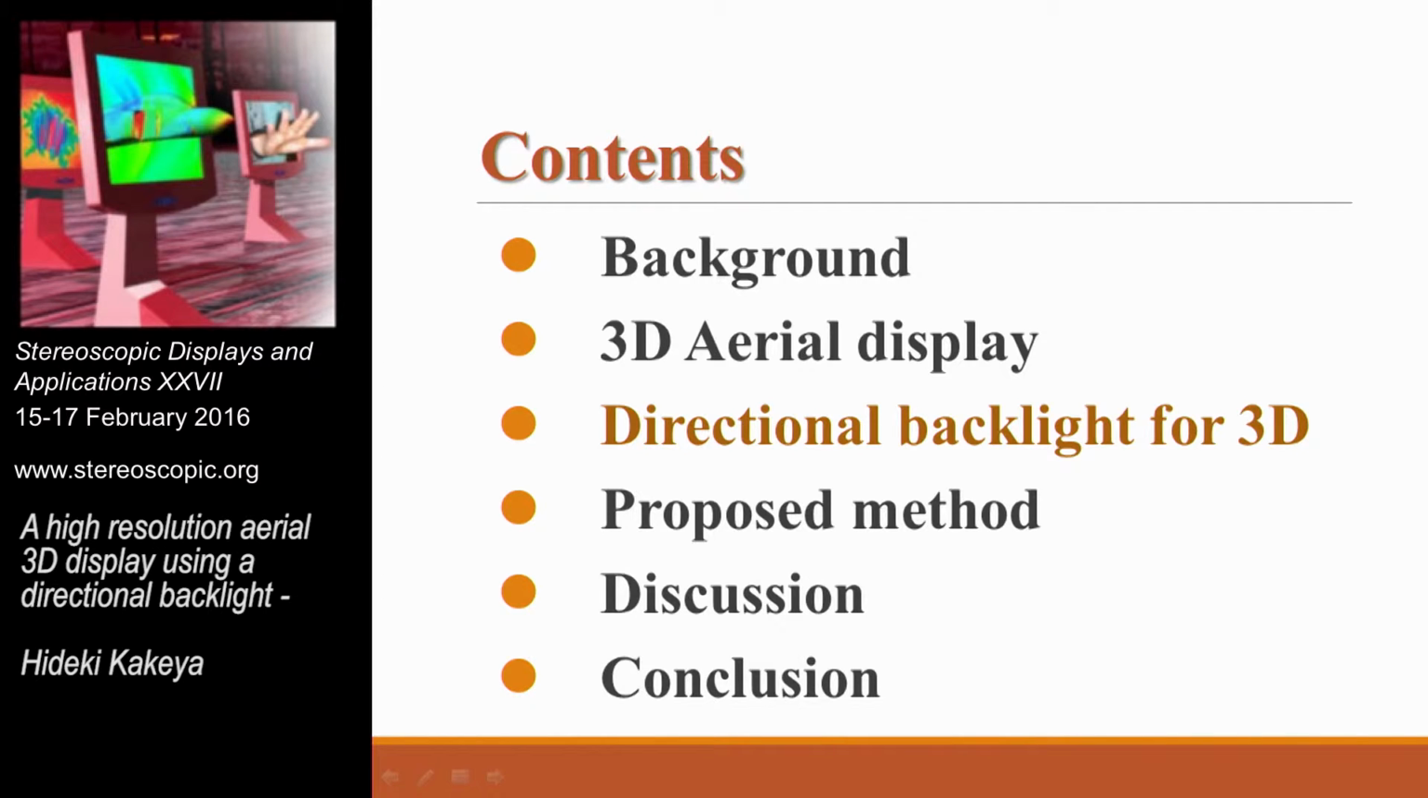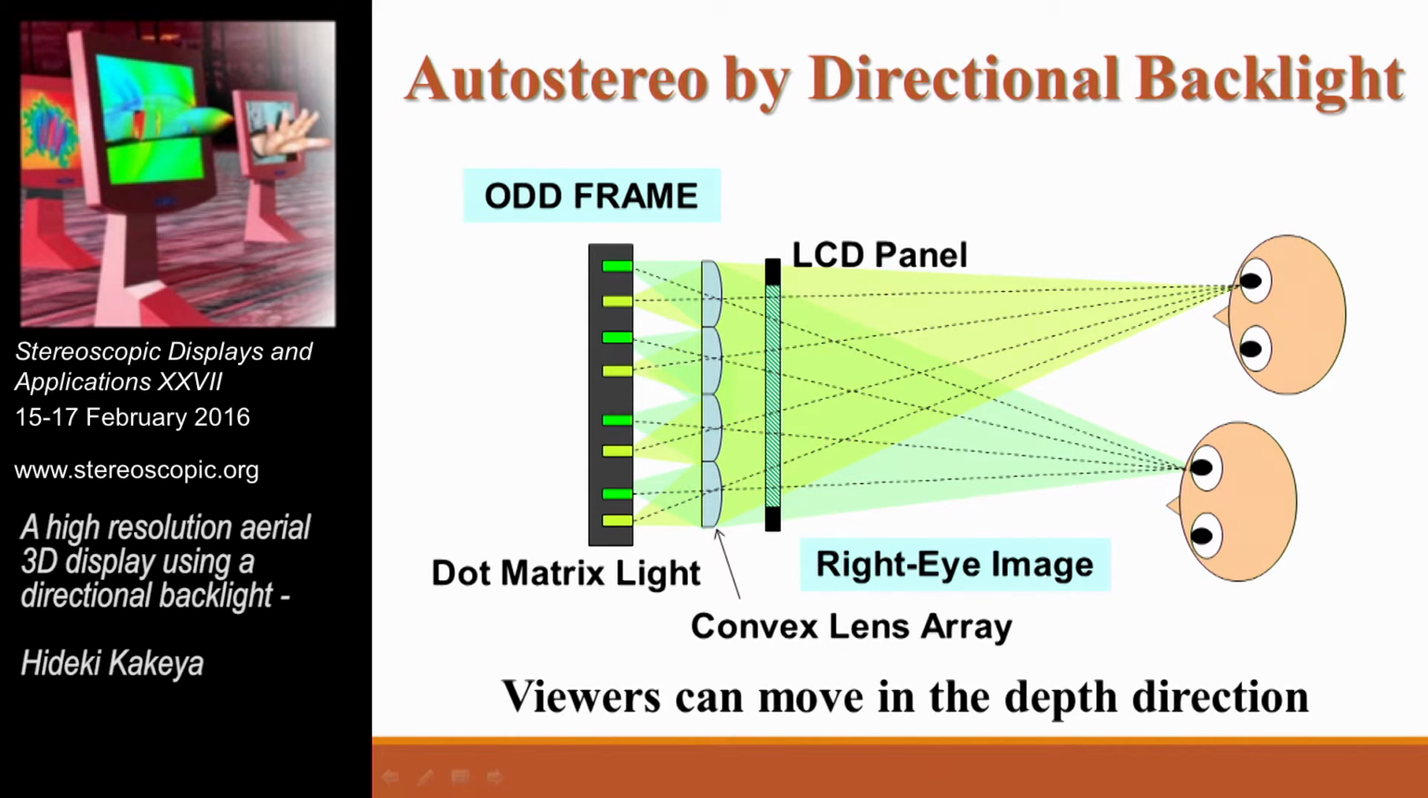So to solve this problem, we use directional backlight in place of mobile filters or electronic filters. So this is the autostereoscopic display using directional backlight. Actually, we presented the system based on this optics last year in this conference.